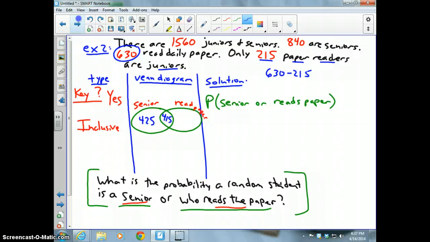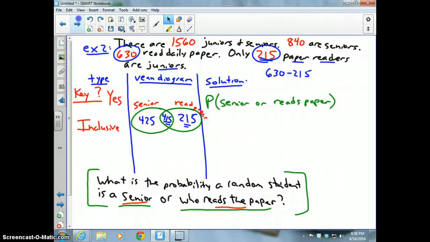Now, how many read the paper that aren't seniors? Well, that's this 215 right here, because that totals up to be the 630 people who read the paper. So there we go. We have filled in our 3 spots.